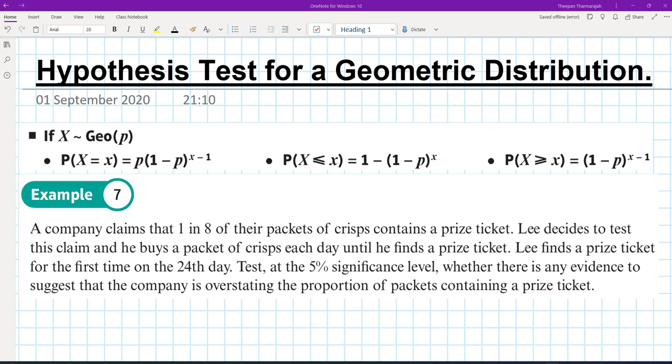To distinguish this from the regular binomial distribution that you would have done in regular A-level, the binomial distribution has a constant probability of success. But the way to recognize a geometric distribution is that it's the first time we see a success. If we go back and read the question, it says Lee finds the prize ticket for the very first time on the 24th day. So the moment we read that, we know we've got a geometric distribution.